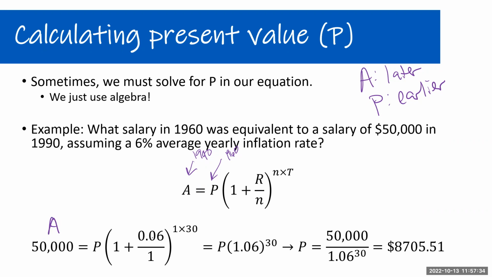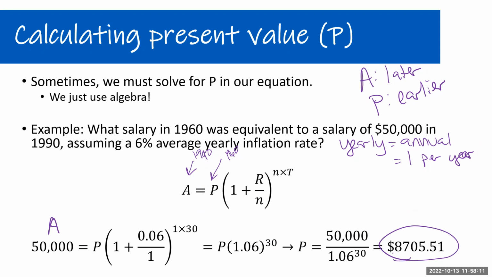We know that we're going to count 6% per year, so 0.06. Yearly inflation, so yearly is going to be once per year. And we're just going to plug this in our formula. Okay. We know that $50,000 is going to equal P times 1.06 to the 30th. And if we just use algebra to solve for P, we see that that salary would have had to have been $8,705. So that stings a little bit, right?